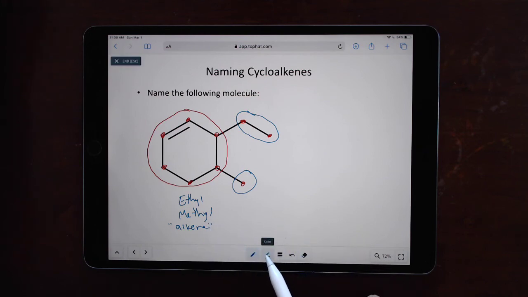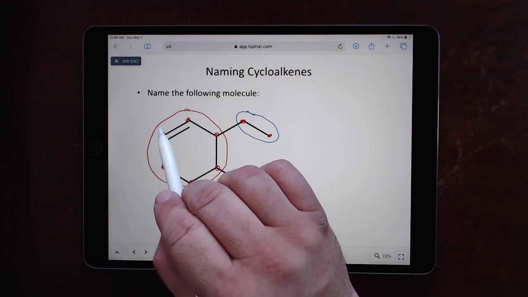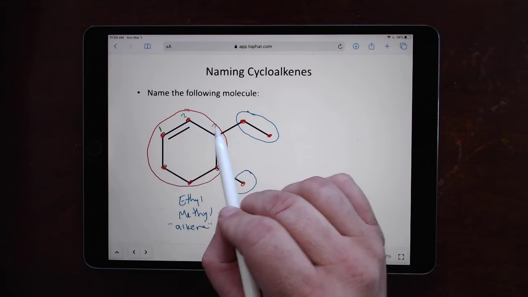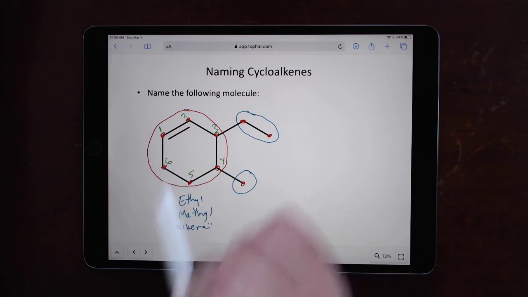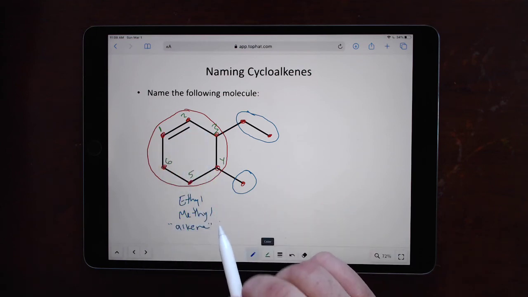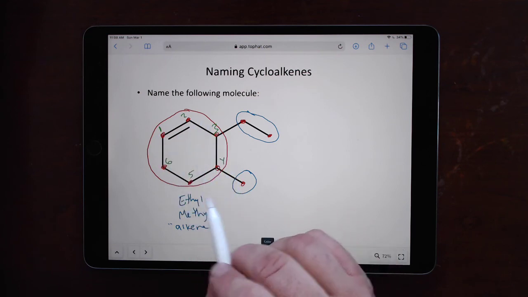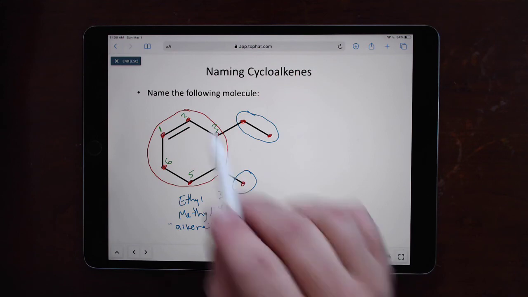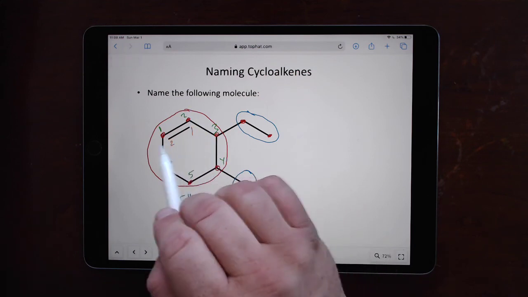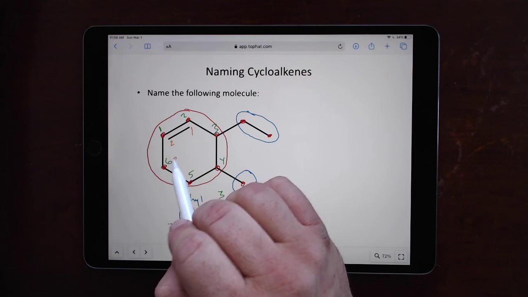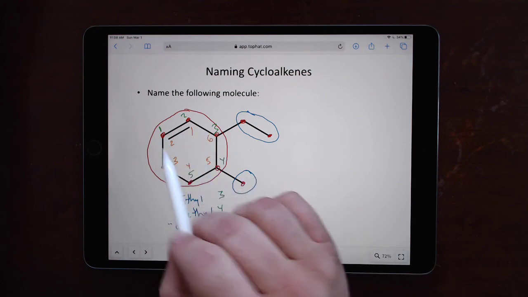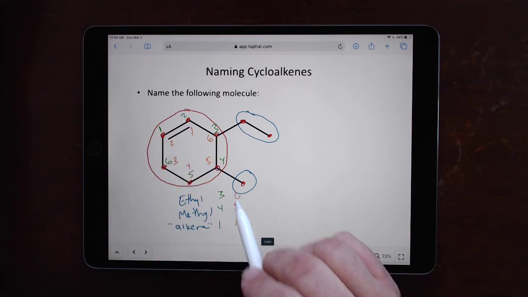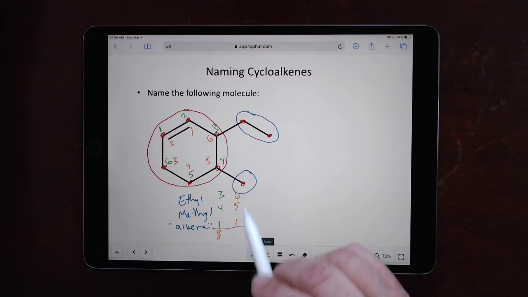Okay, so what we're going to do is say, if this is going to be carbon 1, that means this one has to be carbon 2, and then we keep going around: 2, 3, 4, 5, 6. So this will obviously be 1, and this would be 3, 4. If we went the other way, it would be 1, 2, and keep going around, 3, 4, 5, 6. Again, this would be 1, but then this one would be 5, 6. So we add them up. So 8 versus 12.